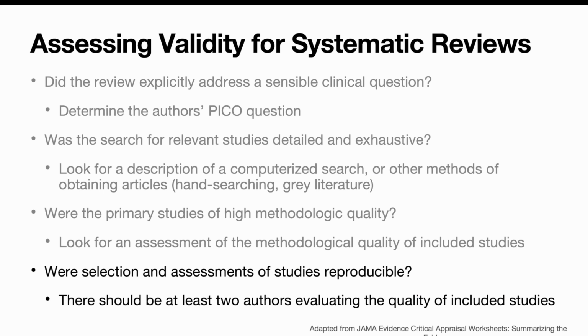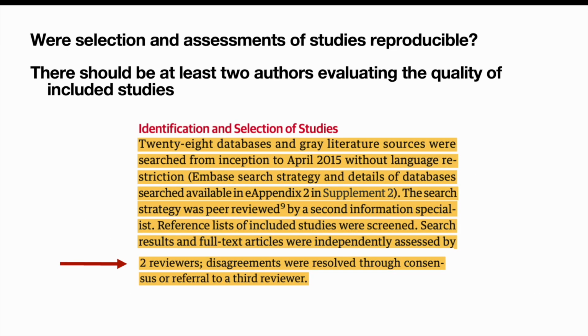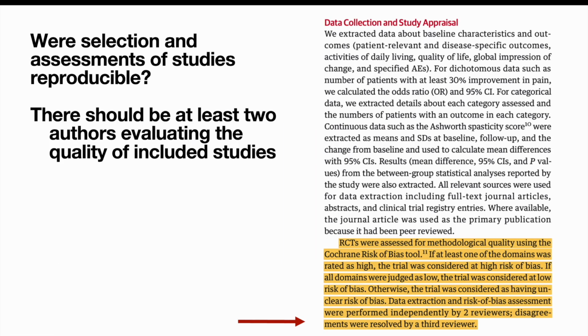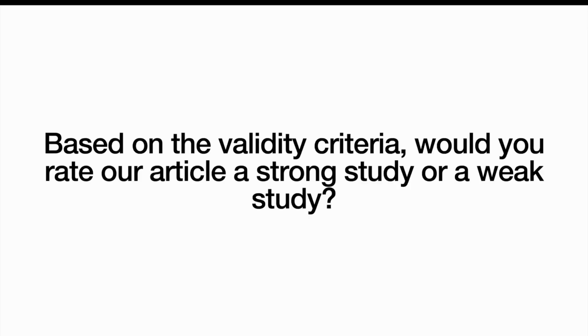And finally, were selection and assessments of studies reproducible? Again, there should be at least two authors evaluating the quality of included studies. And right there at the red arrow, we see yes, at least two reviewers were involved. And once again, as we said before. So what is your opinion? Based on the validity criteria, would you rate our article a strong study or a weak study?